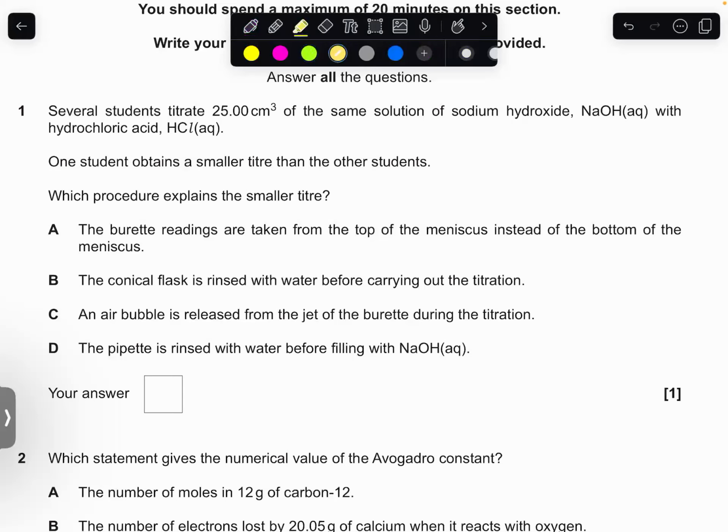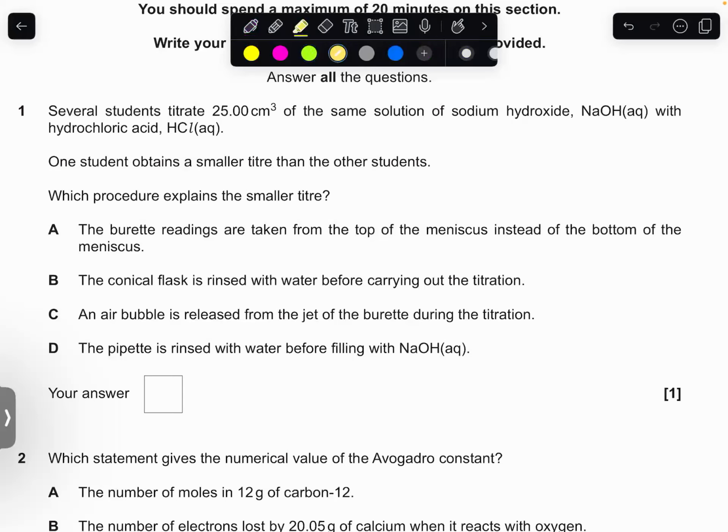The conical flask is rinsed with water before carrying out the titration. With this, because the conical flask, which is this over here, if it's rinsed out with water before carrying out the titration, that's only going to dilute slightly the sodium hydroxide, but the amount of moles in sodium hydroxide will be the same. So that means the titer, the volume of HCl, will be the same. It would not affect that.